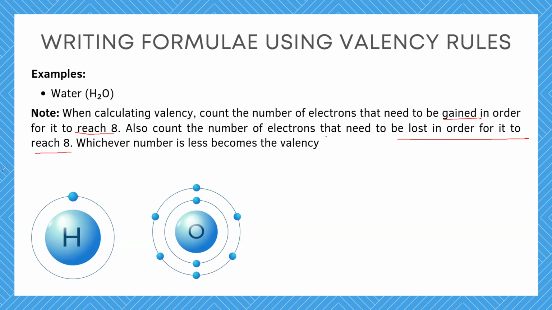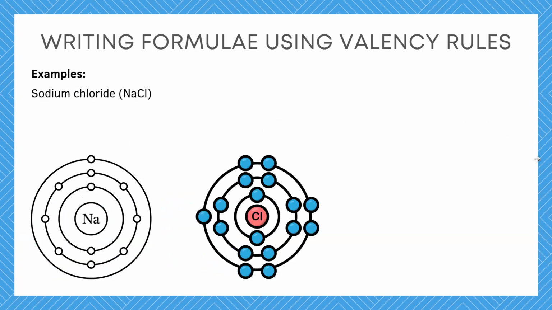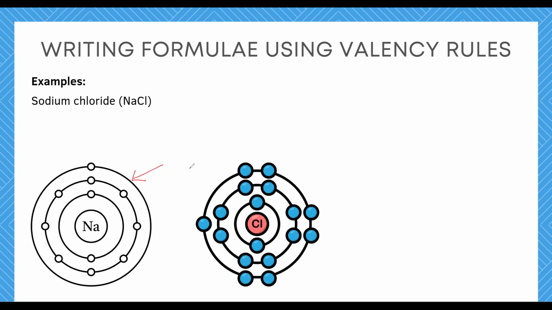Now, let me explain, Romario. Are you with me? Good. Look at this atomic structure over here for sodium. Do you see it? Good. Now we want to calculate the valency. How do we do that? How many electrons does it need to gain for the outermost shell to reach 8? 7. Good. That is beautiful. It needs to gain 7 for it to reach 8, right?